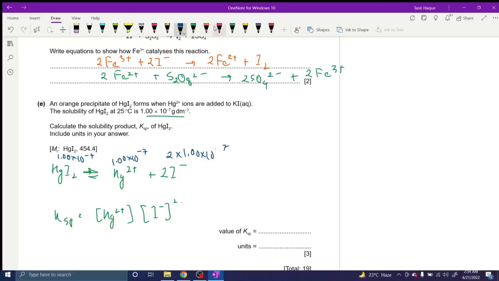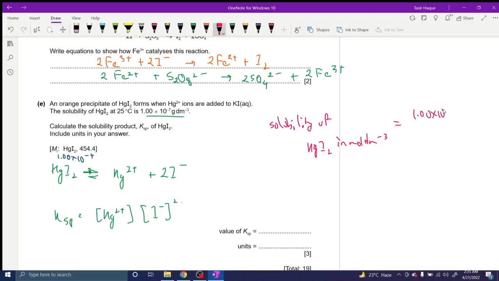So let's do this. However, there's a catch. I did not do something beforehand. This is in gram per dm cube, so we need to find the solubility as a concentration in mole per dm cube. So solubility of HgI2 in mole per dm cube is going to be 1.00 into 10 to the power minus 7 divided by, what's the Mr? 454.4.